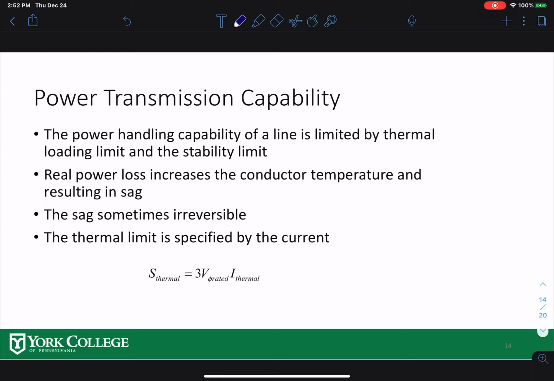Hello everyone, welcome back to the power system class 15 again. In this part, we're going to talk about power system transmission line capability.